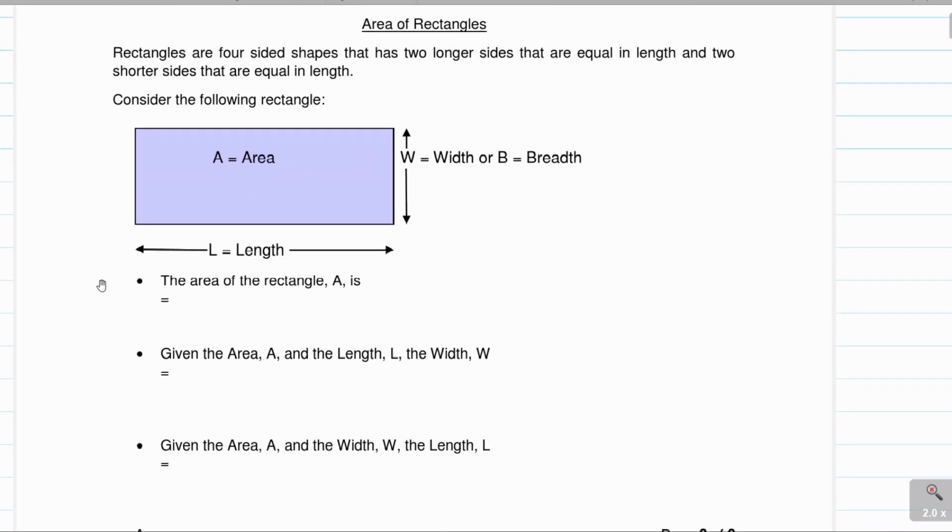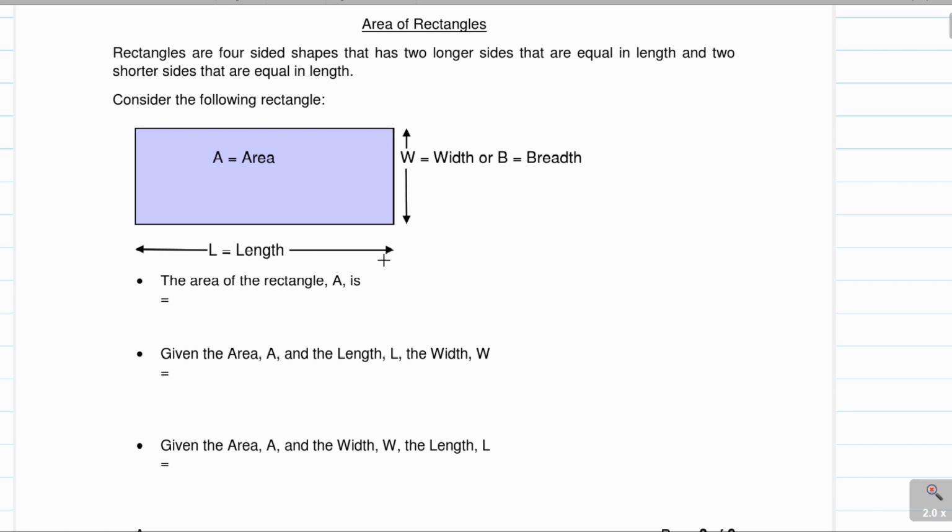Alright, now let's look at the area of rectangles. We know that rectangles are four-sided shapes where two sides are longer and equal in length, and two sides are shorter and equal in length as well. So let's consider the following rectangle. Now the purple part inside is the area that we want to find.